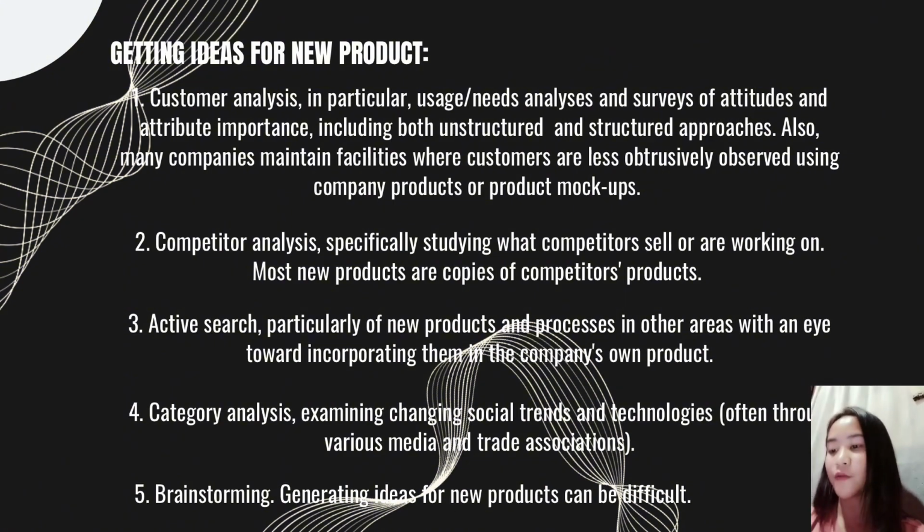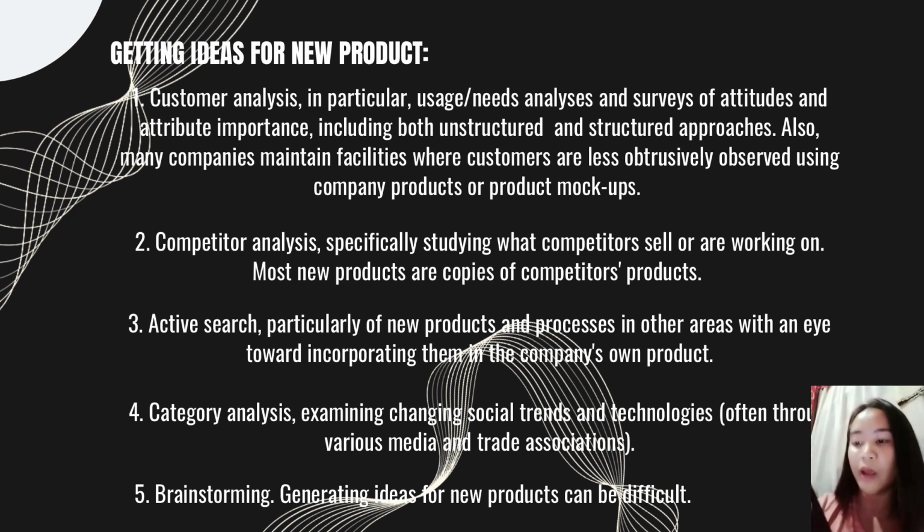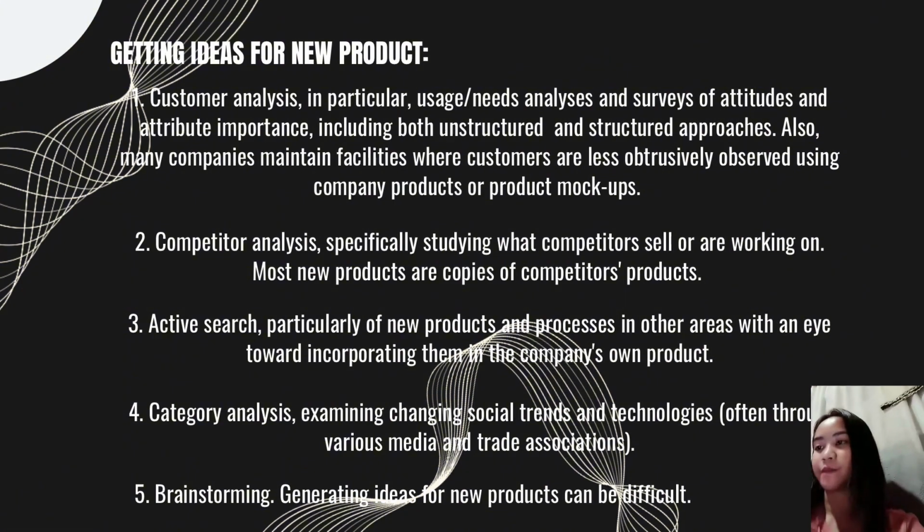Third is active search, particularly of new products and processes in other areas with an eye toward incorporating them in the company's own product. Fourth is category analysis, examining changes, social trends, and technologies. Fifth is brainstorming. Generating ideas for new products can be difficult. So these are the ideas for new products.